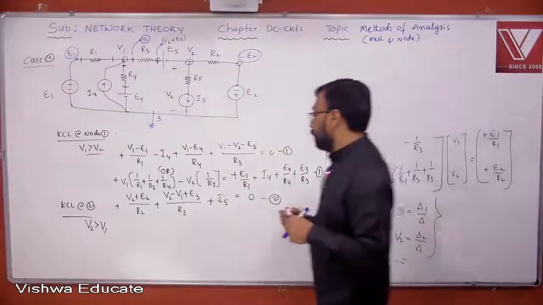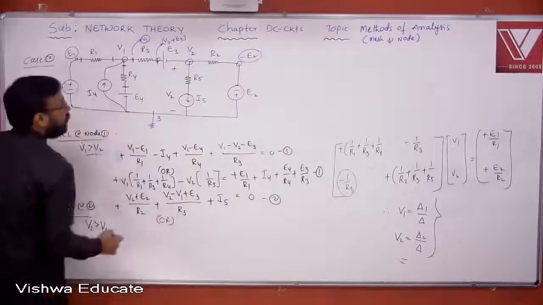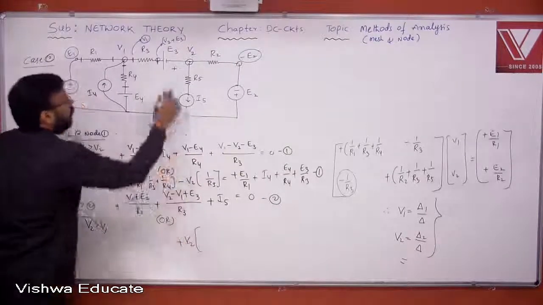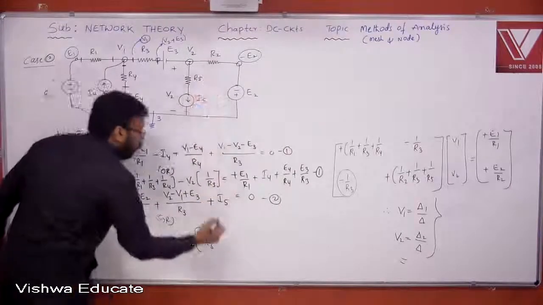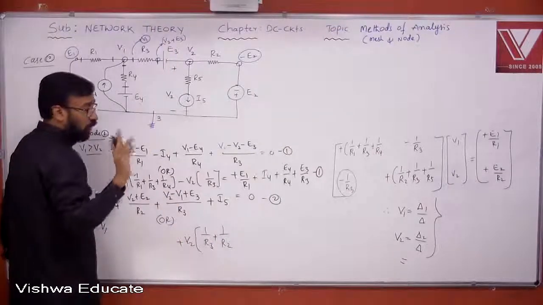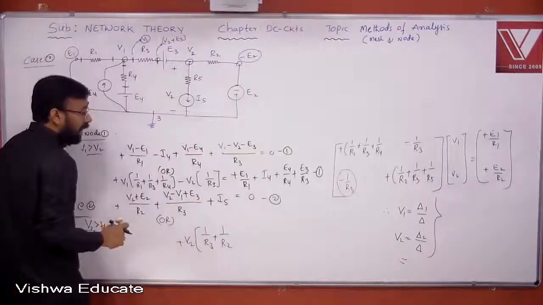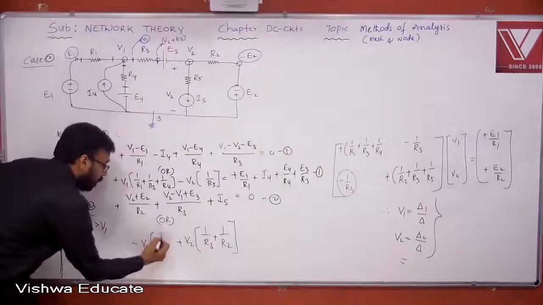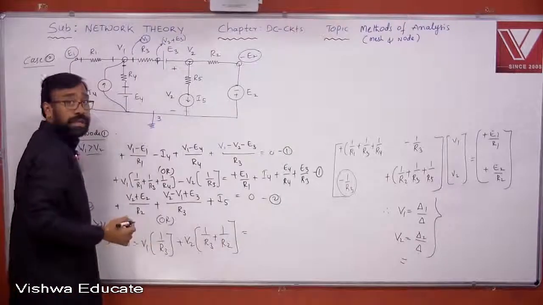Now, this one, inspection. Plus V2 times 1 by R3, 1 by R2. Do you get 1 by R5? No, I told you already. You are neglecting this R5 because it is in series with what? An ideal current source. That's it. Minus V1 times 1 by R3 is equal to, yes or no?